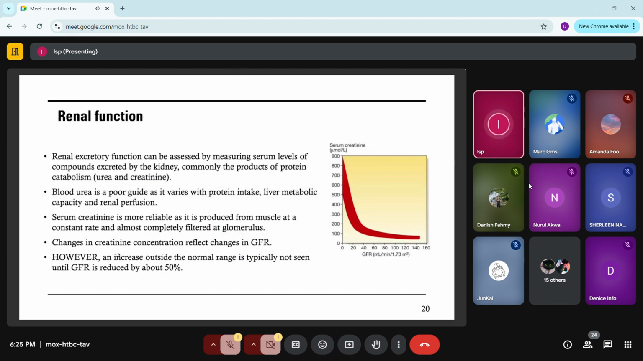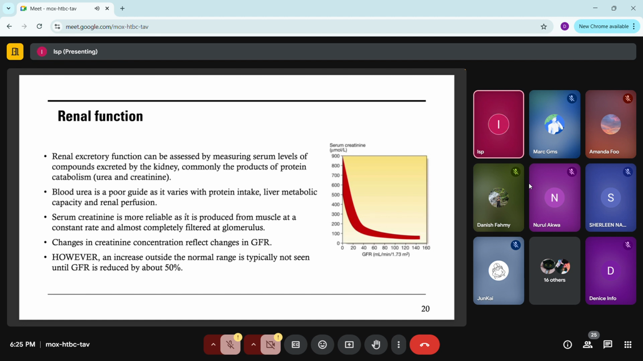Okay. So besides urine dipstick, what other renal function tests do we do? That's what we call the renal profile. In the renal profile, there are 2 components: one is your urea, another one will be your creatinine. Both are measured in our renal profile. But urea itself is not a good guide because it varies with your protein intake. It can also be affected by your liver metabolism capacity and your renal perfusion. That's why we never take urea as a representative of your renal function. The other component that's more reliable, that we see every day, is creatinine.